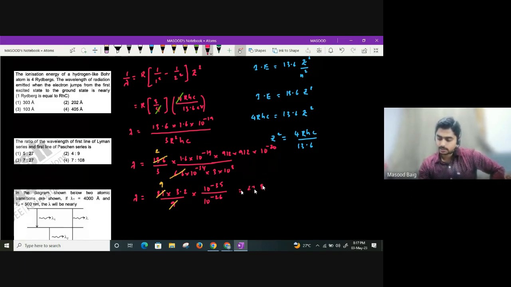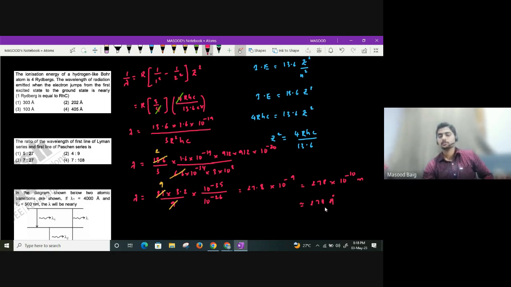27.8 into 10 power minus 9, you will get... Sorry, 10 power minus 9 you will get. So if I just multiply and divide by 10, you will get 278 into 10 power minus 10 meters. It will be approximately 278 angstrom. Because I took 912 as 900, it will be more than 278, close to 303 angstrom.